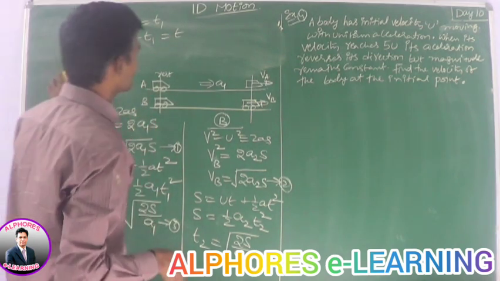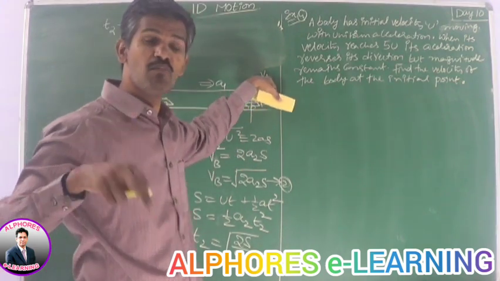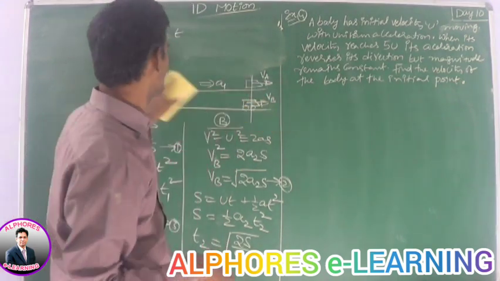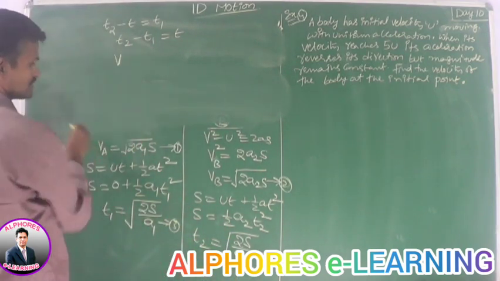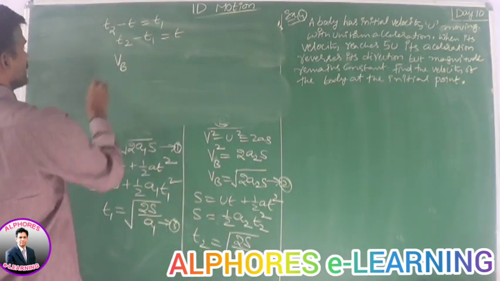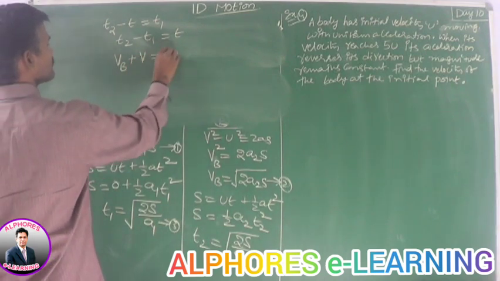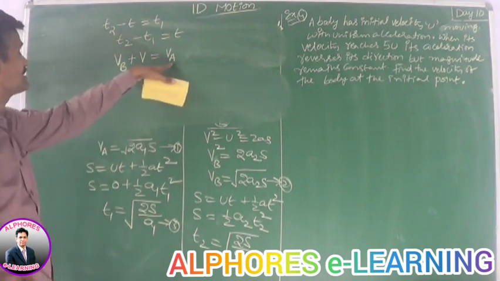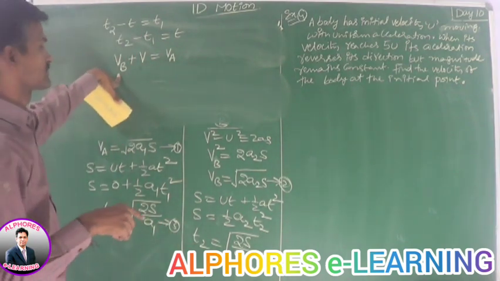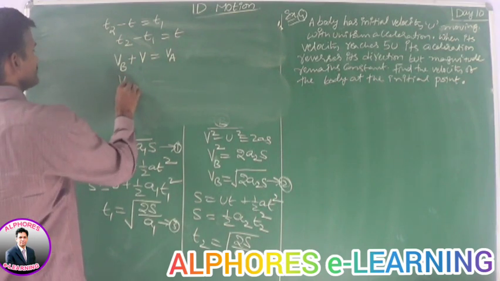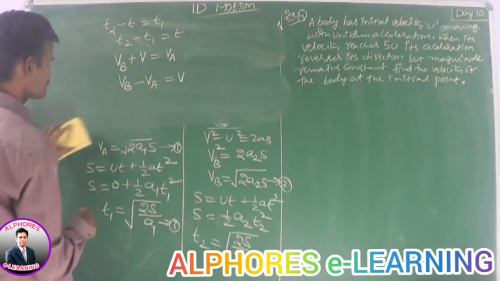Similarly, A reaches the destination with v meter per second more than car B. So you can write VB plus V is equal to VA, because A reaches v meter per second more than B. So you can write it as VA minus VB, that is equal to V.